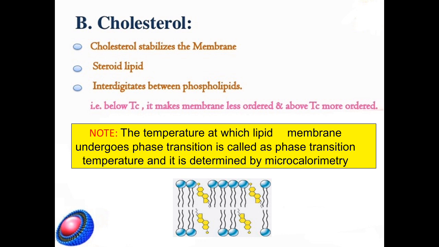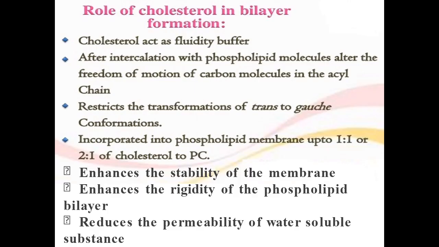What actually is this transition temperature? The temperature at which the lipid membrane undergoes the phase transition is called the phase transition temperature, and it is determined by microcalorimetry. The role of cholesterol in the bilayer formation is that it acts as a fluidity buffer. After intercalation with the phospholipid molecule, it alters the freedom of motion of carbon molecules in the acyl chain, which restricts the transformation of trans to gauche conformation. Incorporation into the phospholipid membrane is up to a 1:1 or 2:1 ratio of cholesterol to PC.